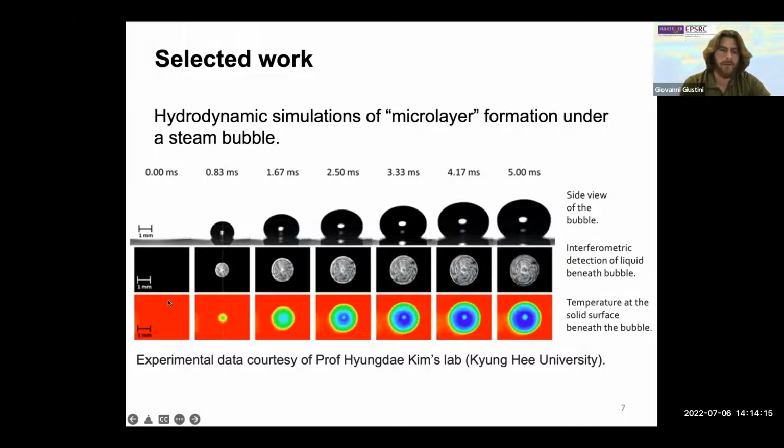And the third row of images, these are infrared measurements of the temperature distribution at the solid surface beneath the bubble. Again, red is hot; yellow, green, and blue are progressively colder regions. So there seems to be a significant cooling effect. So what is going on here?